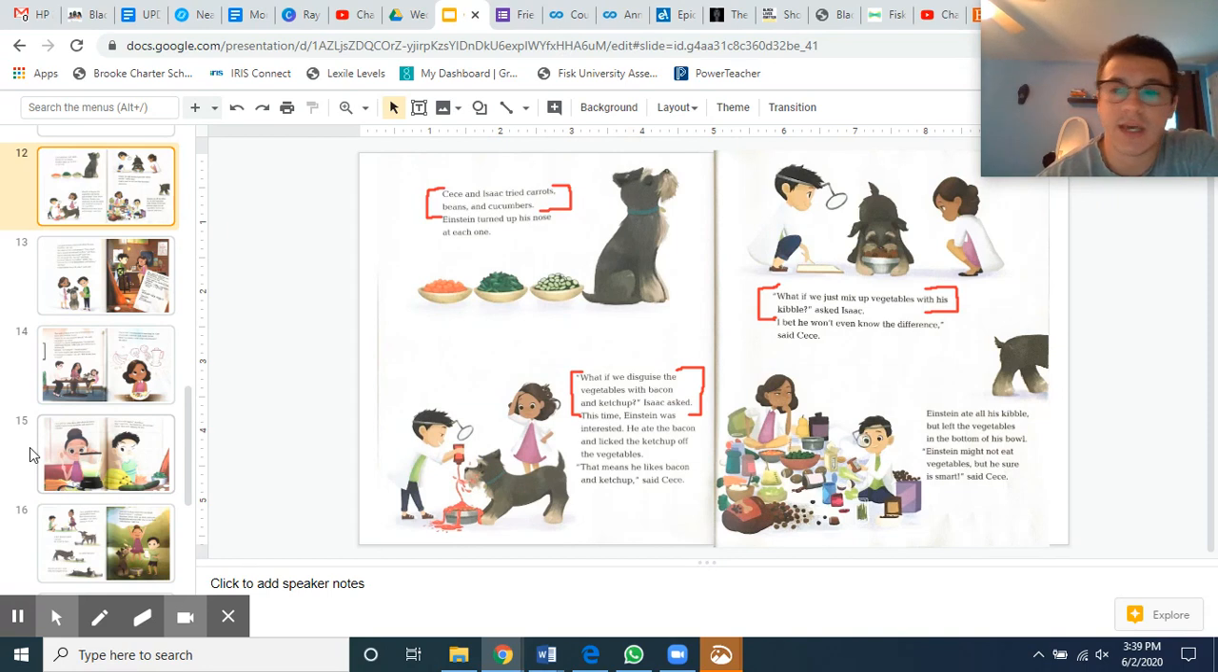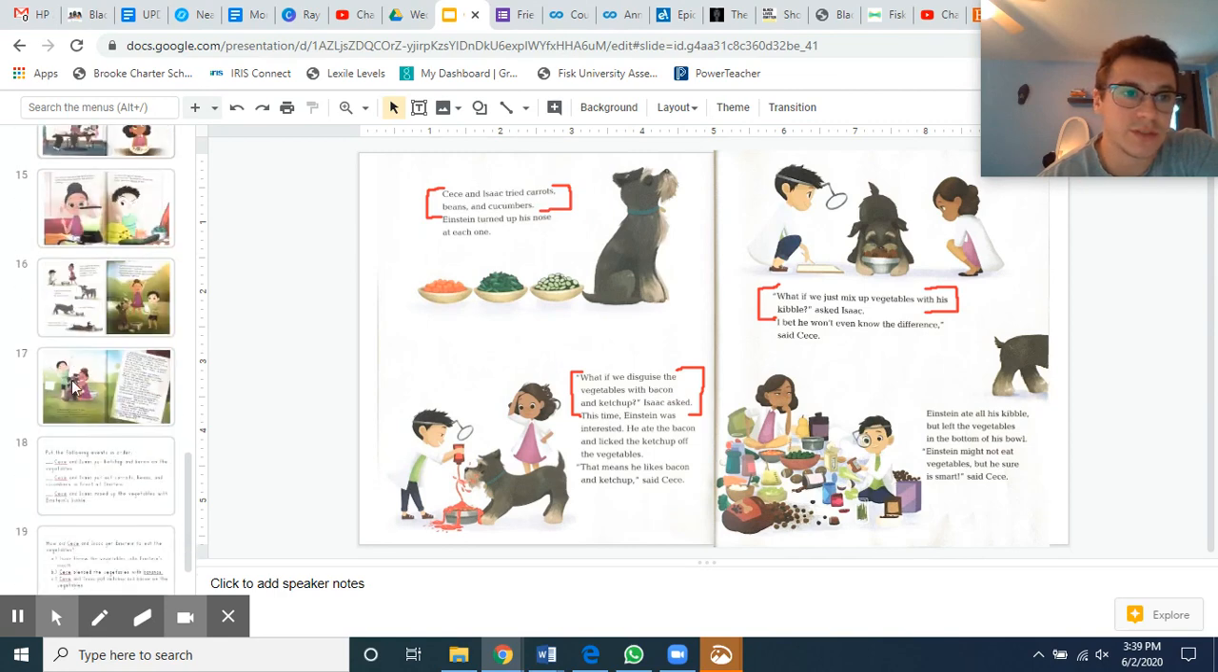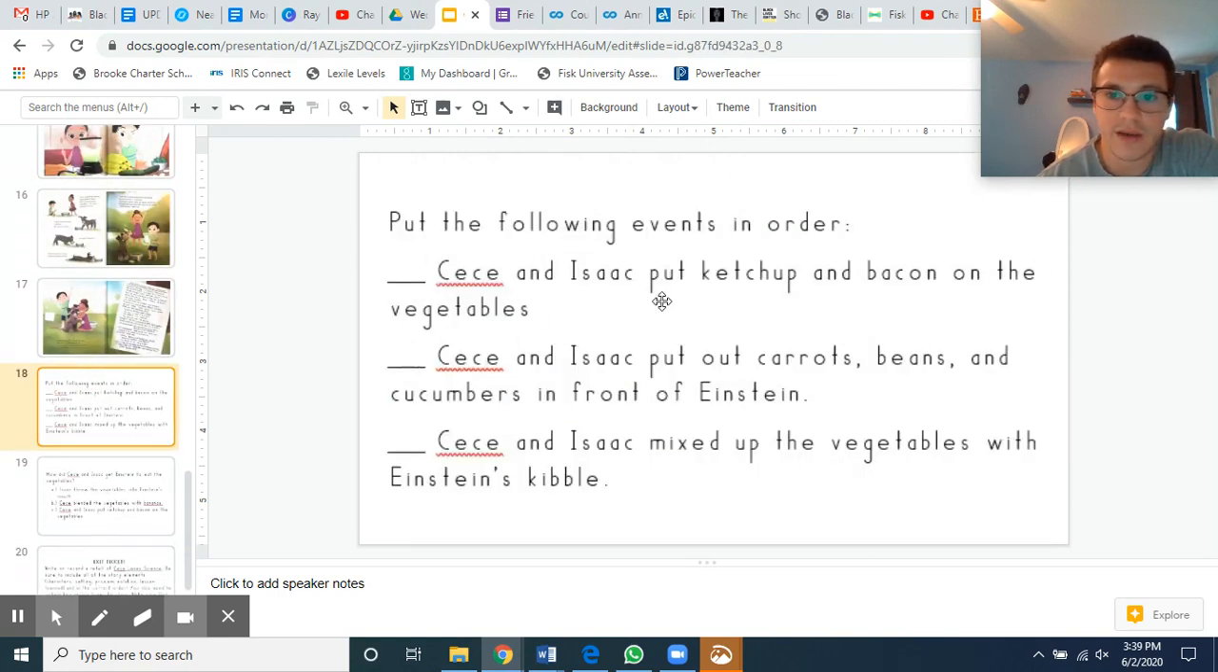Now, which one comes first? We got this one. Cece and Isaac tried carrots, beans, and cucumbers. All right, let's go back here. This sentence is about the ketchup and the bacon, and then this sentence is what we're looking for. Cece and Isaac put out carrots, beans, and cucumbers in front of Einstein. The number 1 goes here.